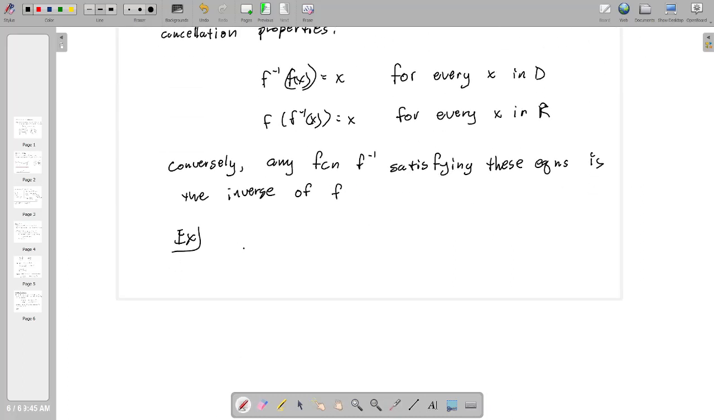So an example here. I'm going to try to explain this inverse in a way because we haven't quite learned how to find the inverse of a function yet. That will be in the coming topics.